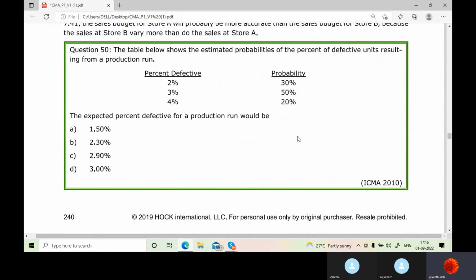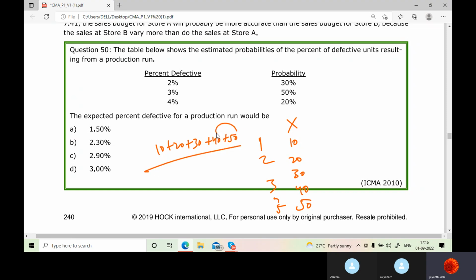See, this is observation X: 10, 20, 30, 40, 50. Year 1, 2, 3, 4, 5. Okay, not returns, let's say marks. So what is the average of this? 10 plus 20 plus 30 plus 40 plus 50 is 150, and 150 by 5 is 30. Understood, fine. So this is the average.